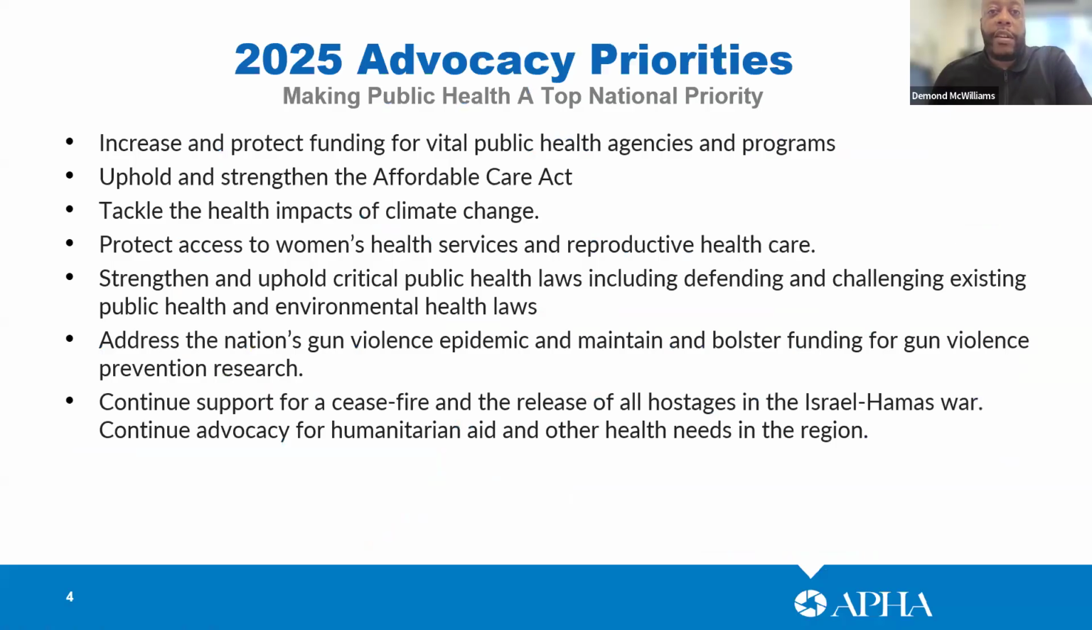Each year we set out advocacy priorities. For the current year, we are basing them on the current administration. We're definitely trying to protect funding for vital public health agencies and programs, and continue to uphold the Affordable Care Act. We always work on the impact of climate change and protecting women's health. I won't read through all of these, and we'll share this PowerPoint with you, but this gives you the idea of the advocacy priorities we have for this year.